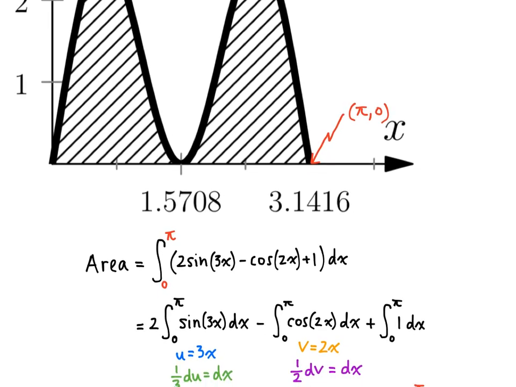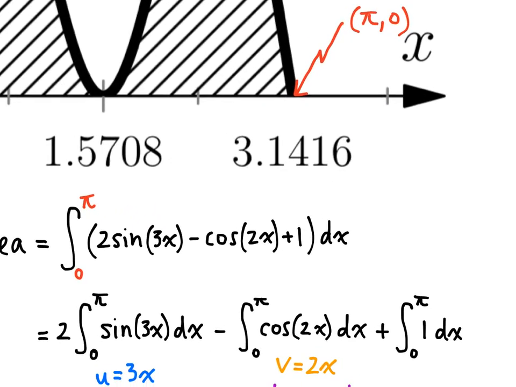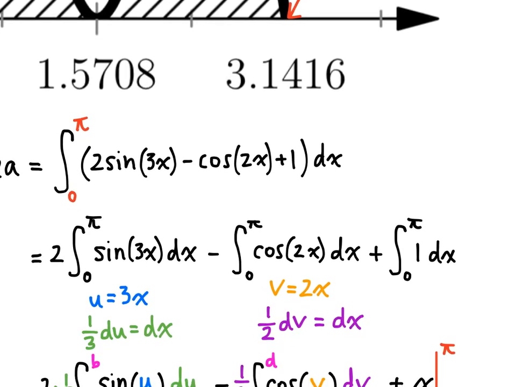If we do, we're going to get something like this right here. I'm going to move any coefficient out front. So 2 times the integral of 0 to pi of sine of 3x dx, minus the integral of 0 to pi of cosine of 2x dx, plus 1, or the integral from 0 to pi of 1 dx. So what we'll actually have to do is 2 u substitutions, or I changed it to a v substitution for this second one, just so we have different variables.